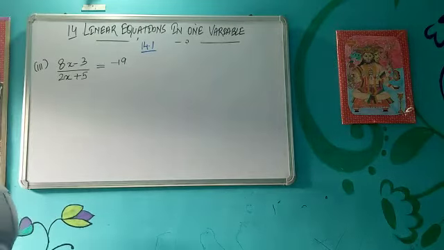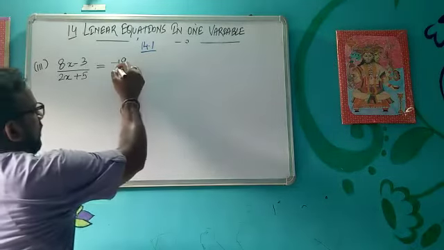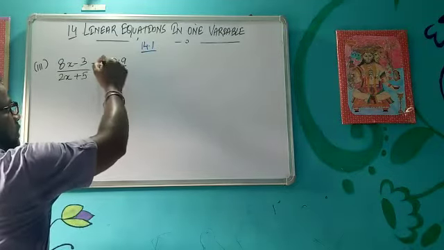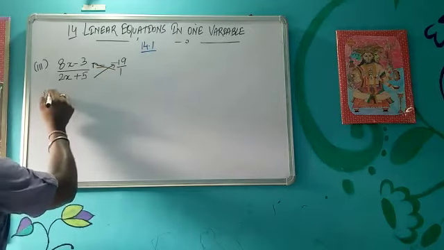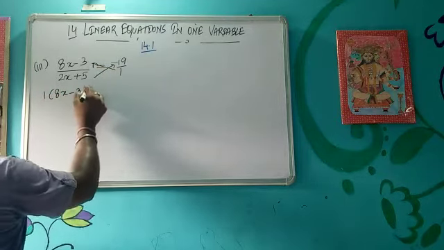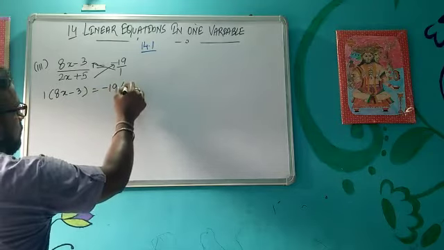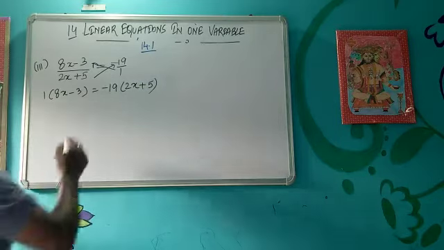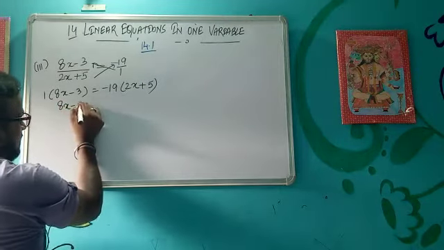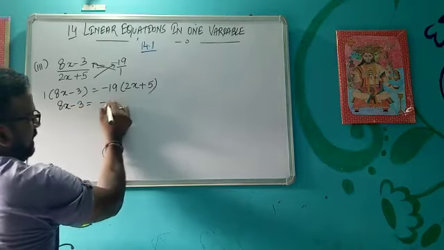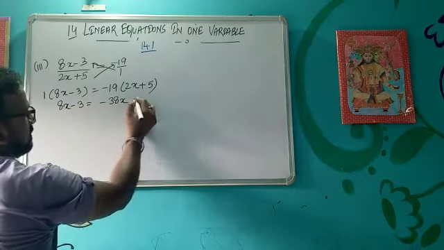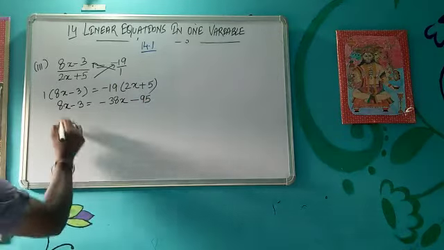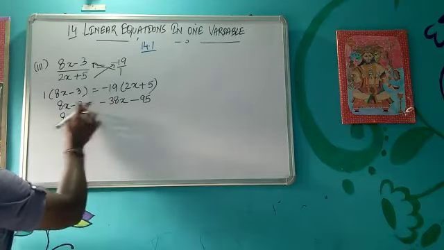Then in problems like this, I will write minus 19 upon 1. Then we will do the cross multiplication, that is 1 into 8x minus 3 and minus 19 into 2x plus 5. Okay, so it becomes 8x minus 3 minus 19 into 2 is 38x minus 95. 19 into 5 is 95. Then this 38 will come here.